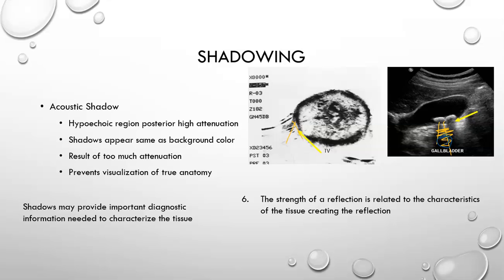However, they do provide very important diagnostic information that you may need to characterize the tissue. As an example, we know that these are gallstones partially because they shadow. If they're not shadowing, then they're not going to be called gallstones, right? So we have to be careful that our machine is set up correctly to allow for shadowing to occur.